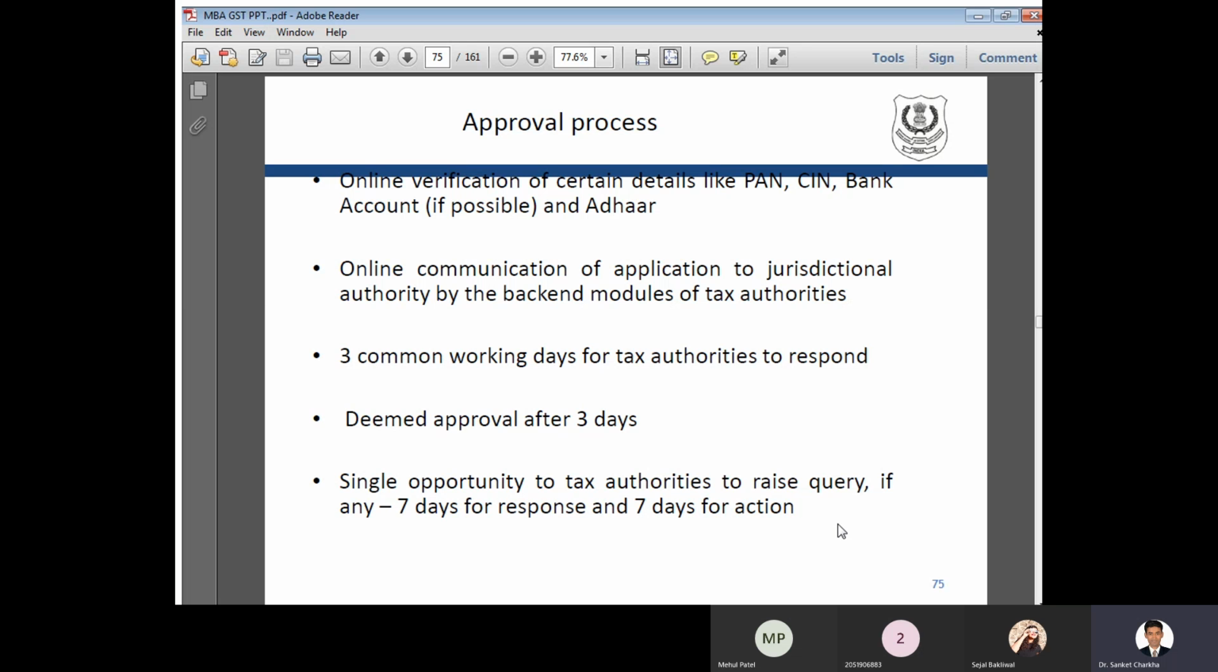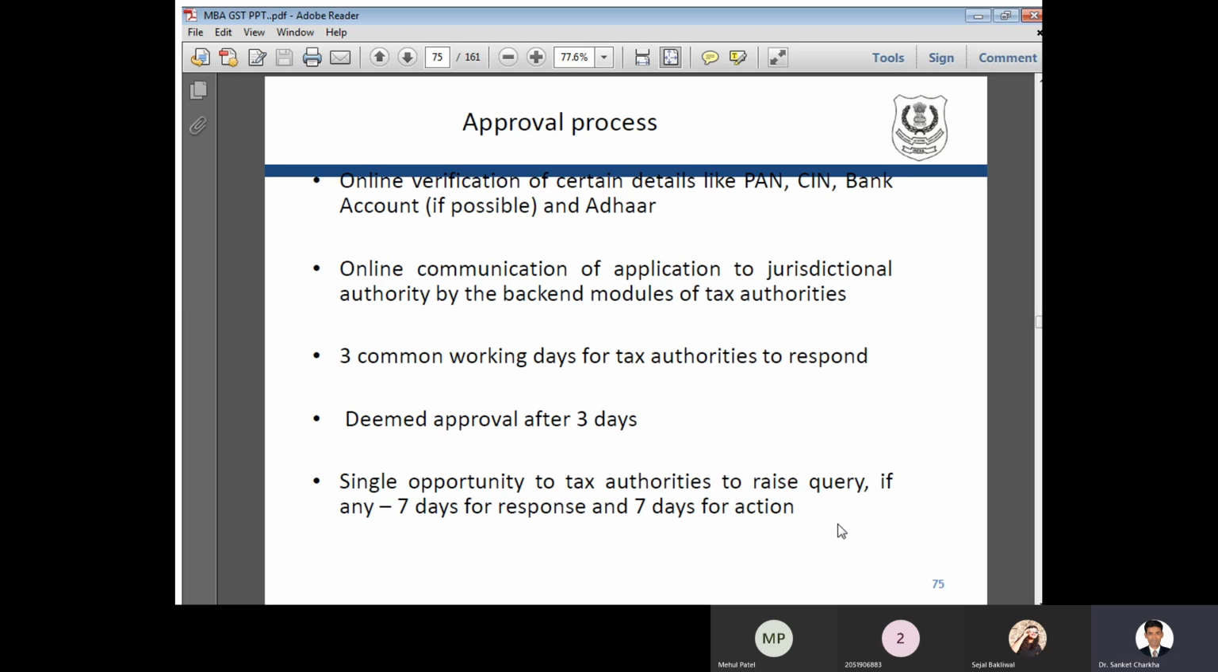Deemed approval after the 3 days. So once all the documents are in and the scrutiny has been done, then accordingly you may get a certificate called a deemed approval certificate. And immediately on the basis of 3 days, the deemed approval certificate can be provided or made available by the GST authorities.